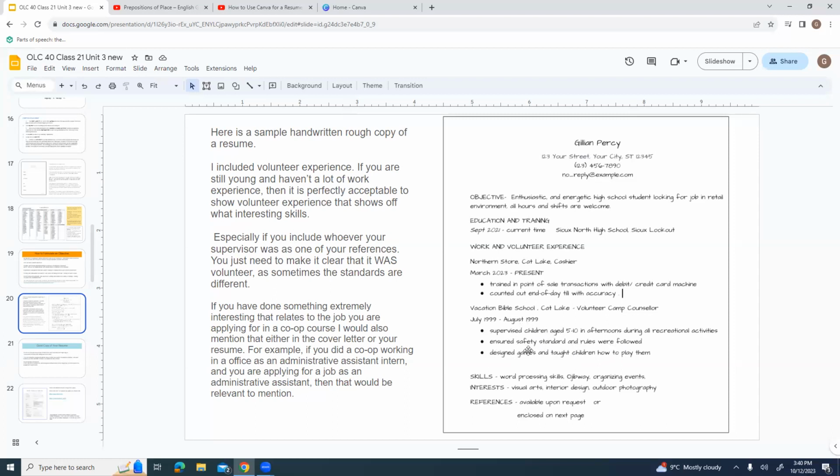Again, I'm only using 2 or 3. It is volunteer experience, and it might not be related specifically to trying to find a retail job, but it does show that I was reliable. It also gives me a way to tie in my reference. Whoever was supervising me while I was doing that, I can use them as a reference now, and they understand why I've used them. Skills, word processing skills, Ojibwe, organizing events.